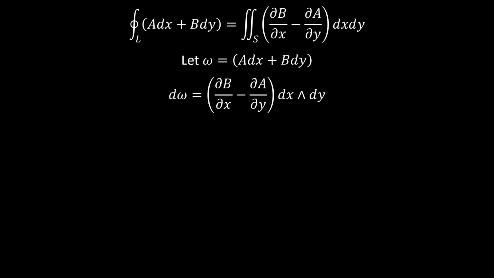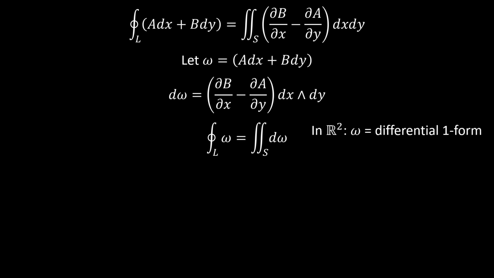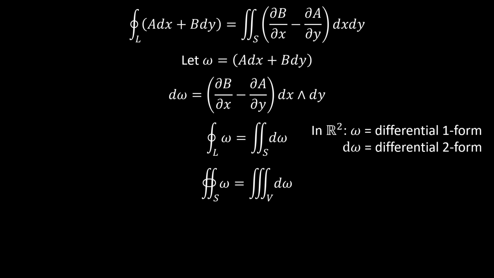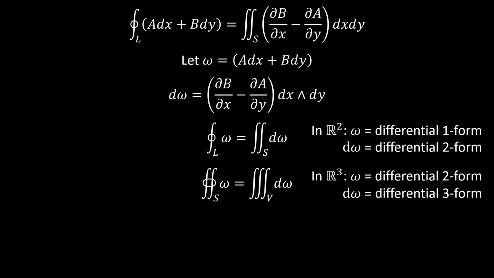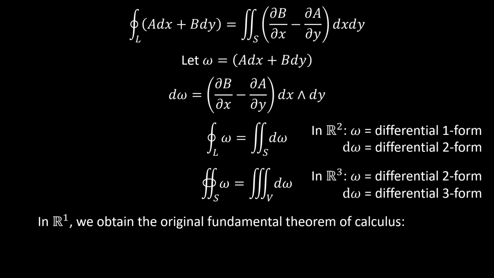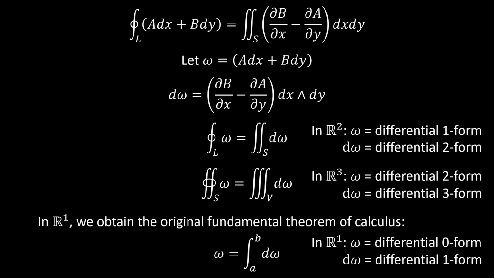By now it should look pretty obvious what we just pulled off. Our equation can be written as follows. In this case, we're in R2, where omega is a differential 1 form and its exterior derivative is a differential 2 form. How about in R3? Well, in that case, omega is just a differential 2 form already, and its exterior derivative is a differential 3 form. So in R1, we obtain the original fundamental theorem of calculus, rewritten here in terms of differential forms. In R1, omega is a differential 0 form, also called a function. And so its exterior derivative is called a differential 1 form, also called the differential.